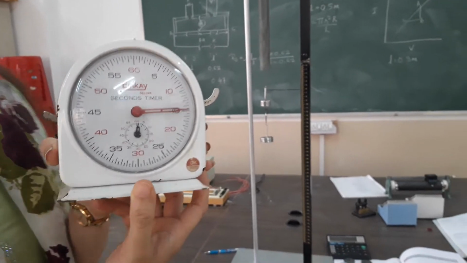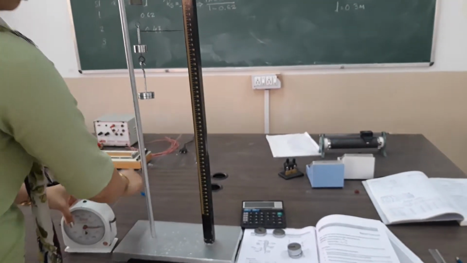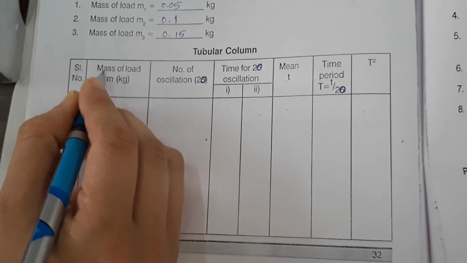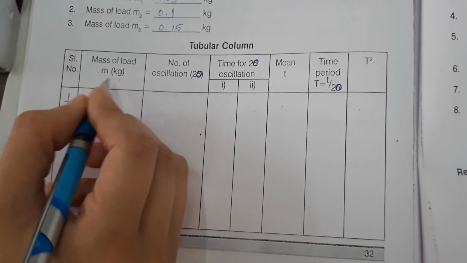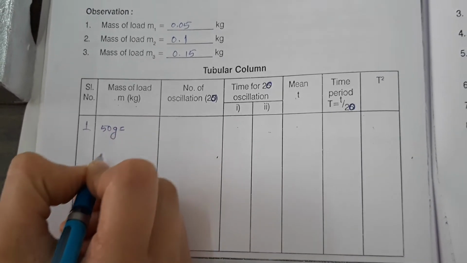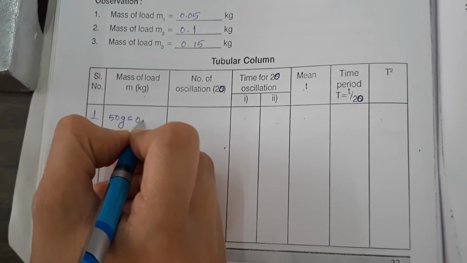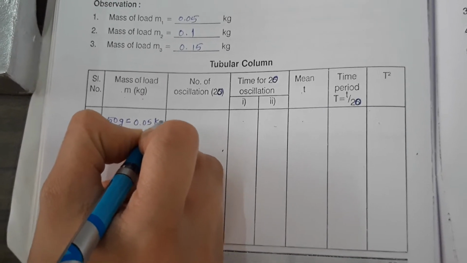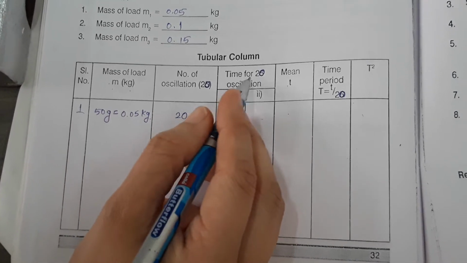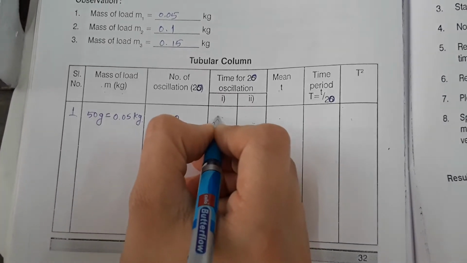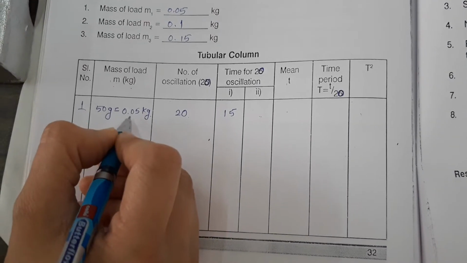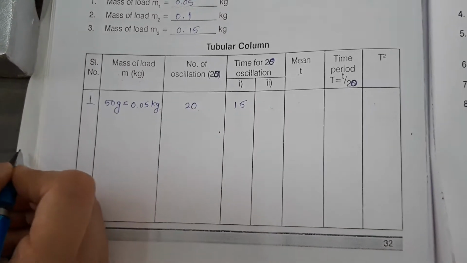Let us tabulate this. Serial number 1, mass of load M in kg. Here we have taken 50 gram, but this value we have to write in kg. So it gives you 0.05 kg. Number of oscillation is 20. Time for 20 oscillation. For the first trial we have got this as 15 seconds. So by keeping the same weight, one more trial we will take.